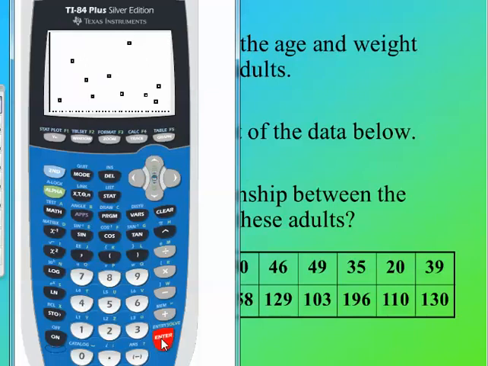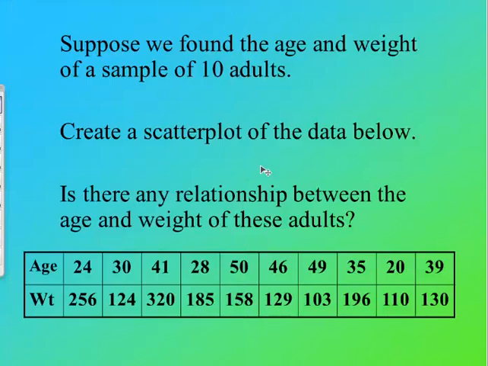And there's my statistics plot. There is the scatter plot. It just plotted that data out for me. Calculator can be your friend. Okay, so we can produce a scatter plot with this, right? Not a problem. That's what it asked us to do right there. They're asking, is there any relationship between the age and the weight of these adults?